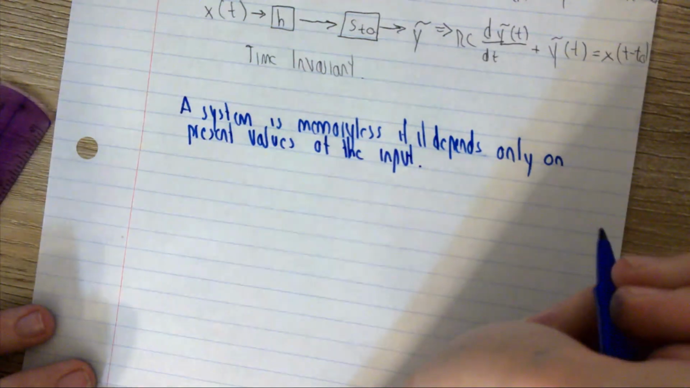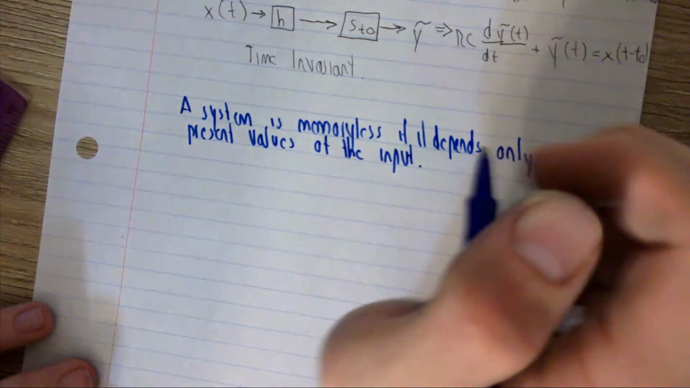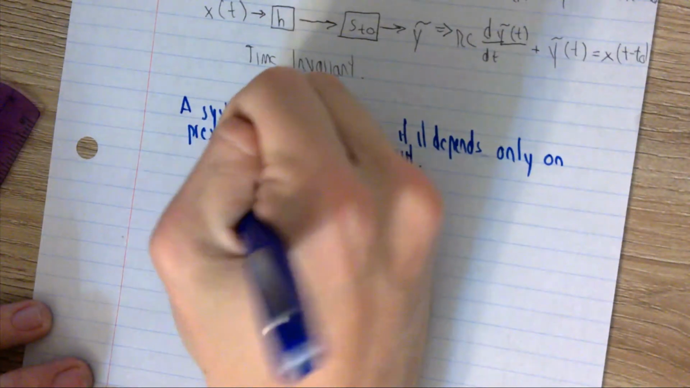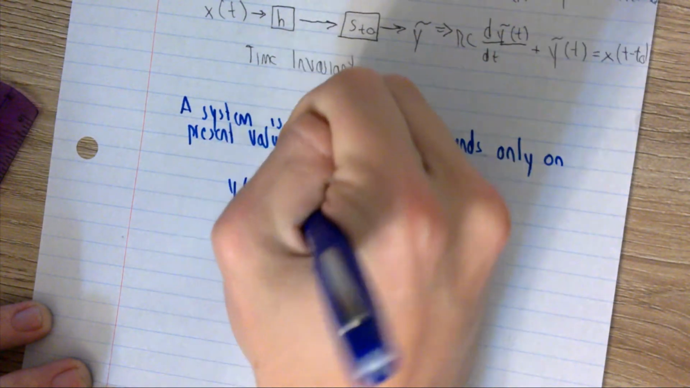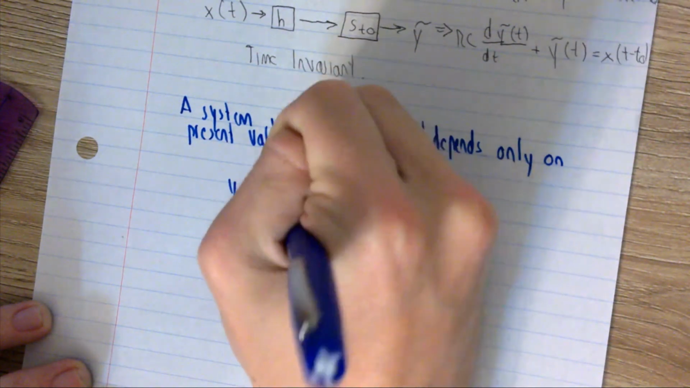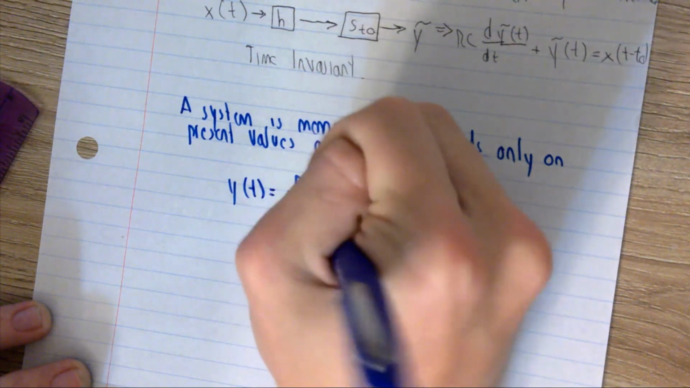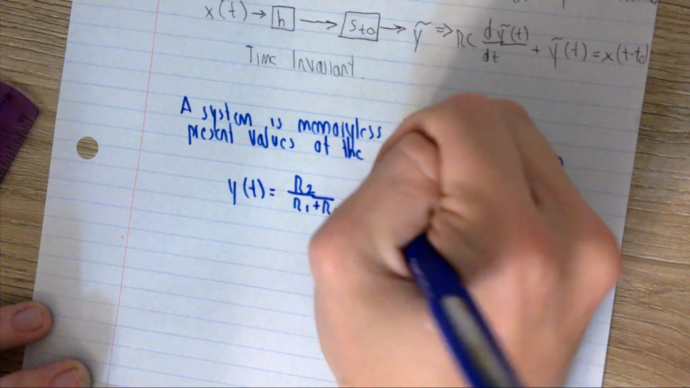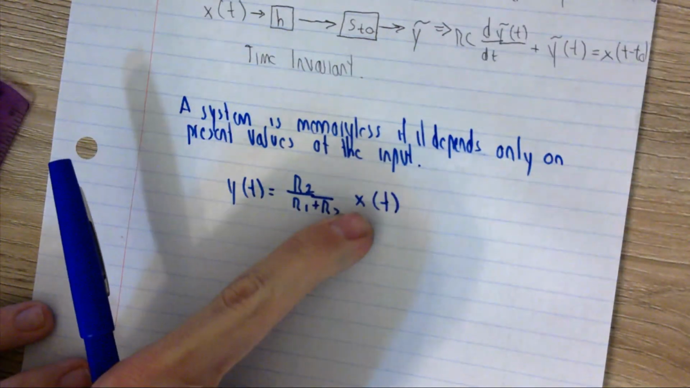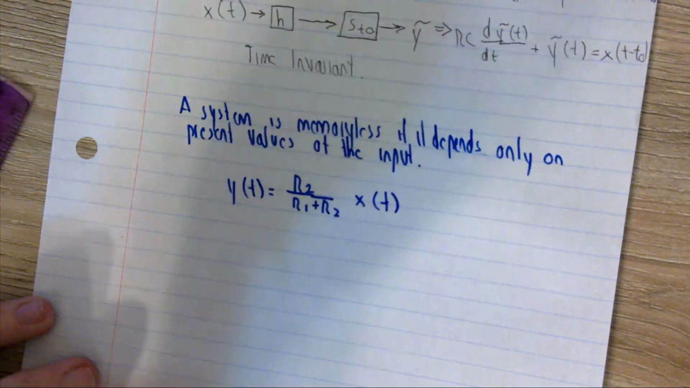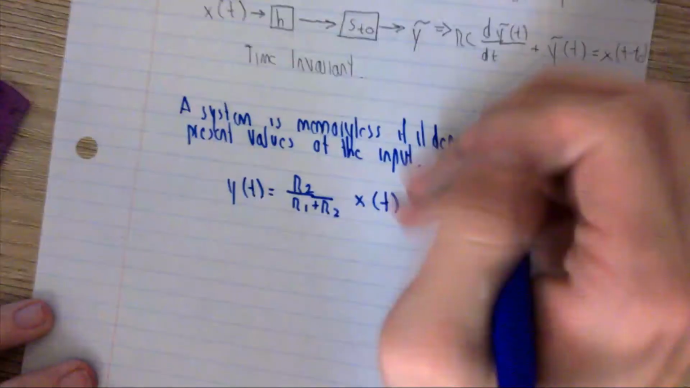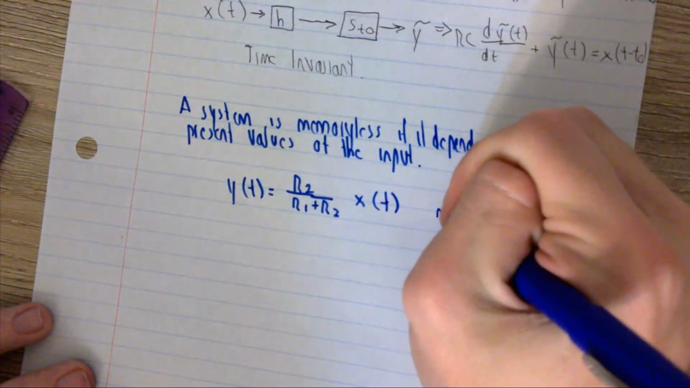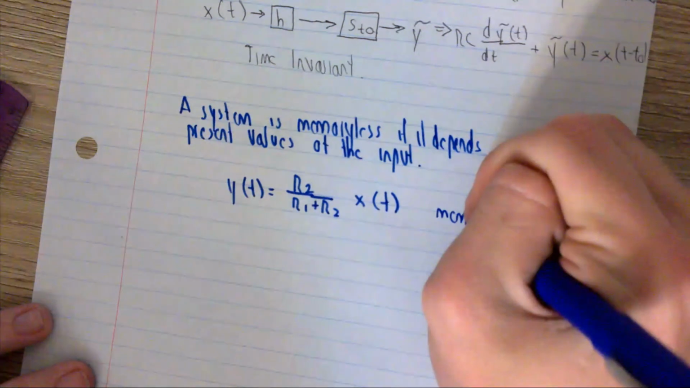And basically what that is looking at is, let's have an example. y of t is equal to R2 all over R1 plus R2 times x(t), the input. So it's only dependent on the current value here. So what we would say is this system is memoryless because it only depends on the current value of x.